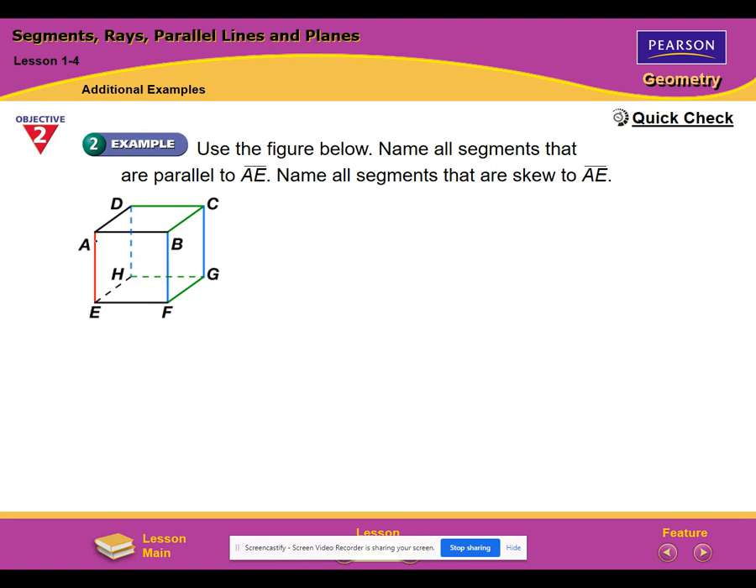The black ones then are intersecting, right? So you have 3 different things going on. The black ones are intersecting the red one. The blue ones are parallel to the red one. The green ones are skew.